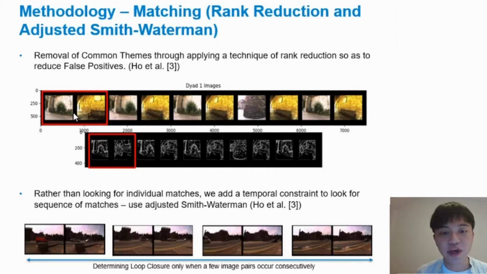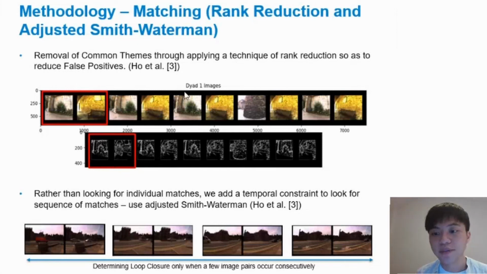In this dataset, we have many images of walls, but these walls are all taken at different locations. Without rank reduction, the algorithm actually matches these as being of a similar location, although in actuality they are not. What rank reduction does is that it basically reduces the similarity score across all images that contain these wall-like common themes, and therefore it reduces the number of false positive matches that we get from our algorithm itself.